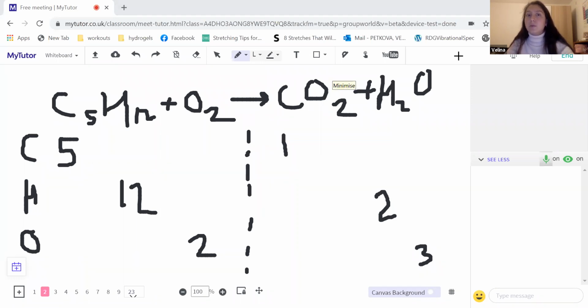So I see some questions have come through. When we balance equations, are there always going to be the same elements on each side? Yes. So you always have the same elements on your left-hand side and on your right-hand side. And they must be balanced. So if you have 5 carbons on the left, you must have 5 carbons on the right.